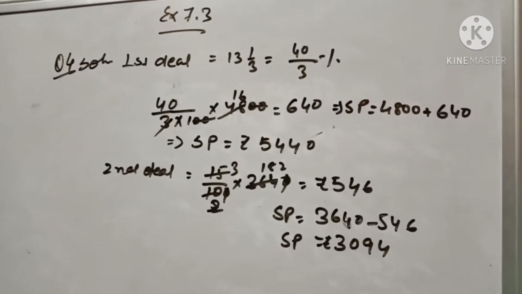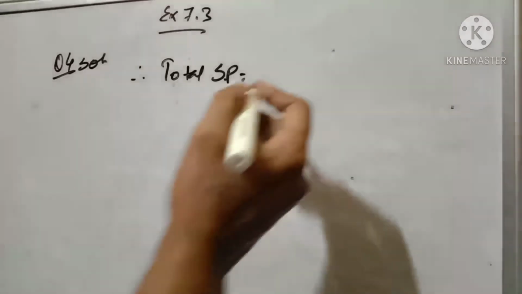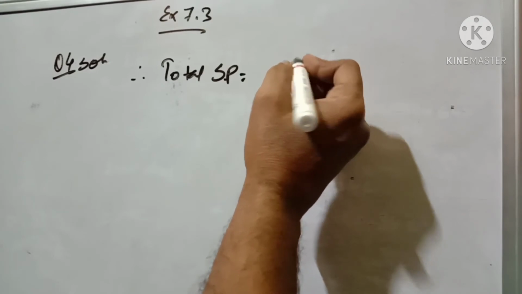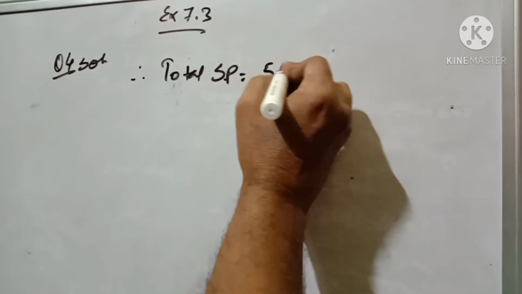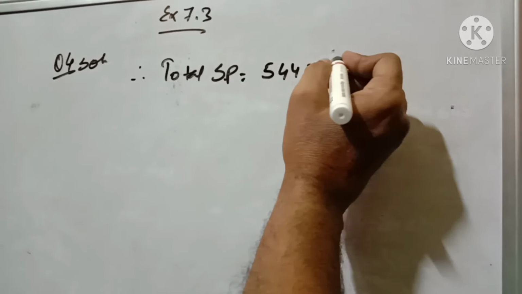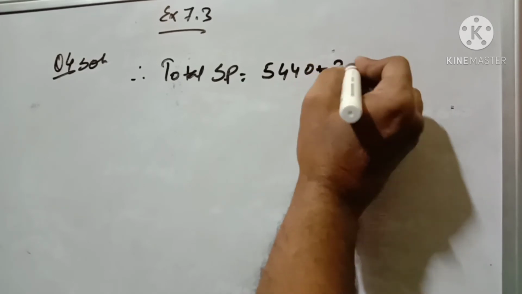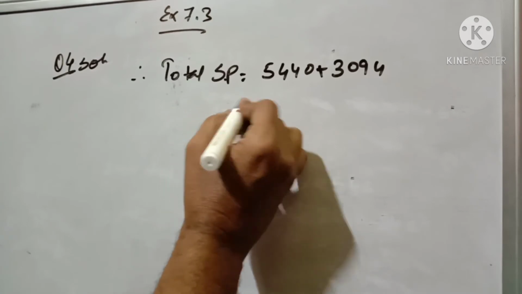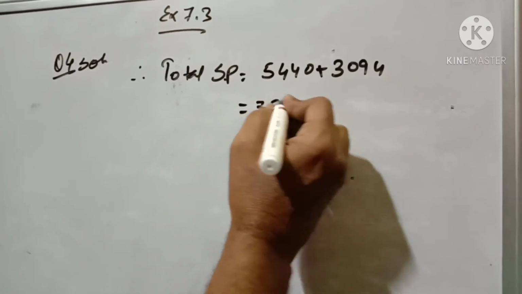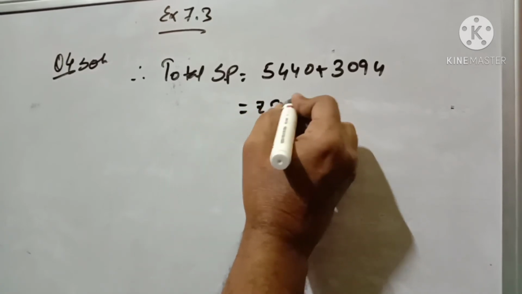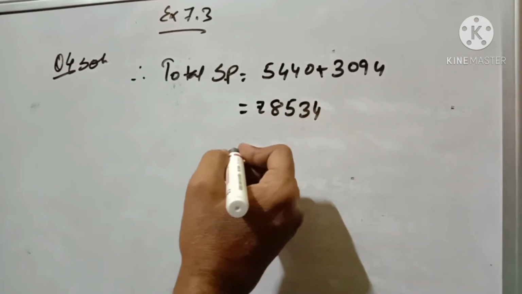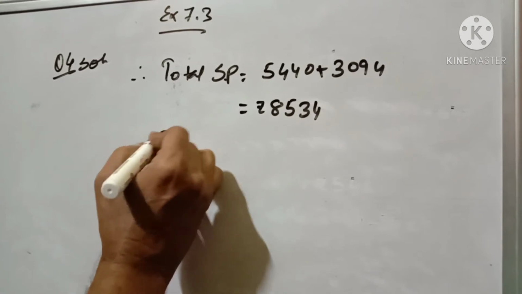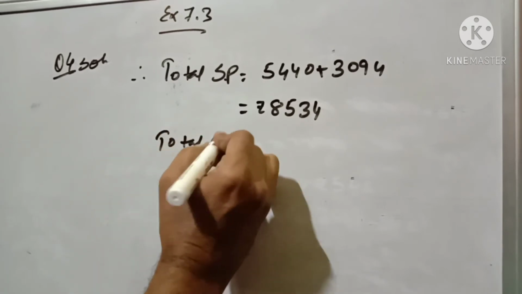Up to here you write down. Total SP equal to what? Rupees 5,440 plus 3,094 equal to rupees 8,534. And total CP will be what?